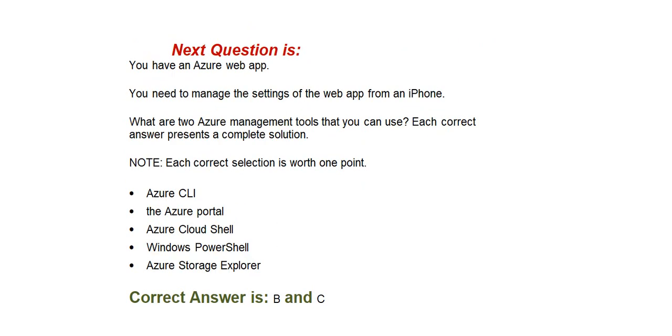Next question is you have an Azure Web app. You need to manage the settings of the Web app from an iPhone. What are two Azure management tools that you can use? Each correct answer presents a complete solution. Option A, Azure CLI. Option B, the Azure portal. Option C, Azure Cloud Shell. Option D, Windows PowerShell. Option E, Azure Storage Explorer. Correct answer is option B and option C, the Azure portal and Azure Cloud Shell.